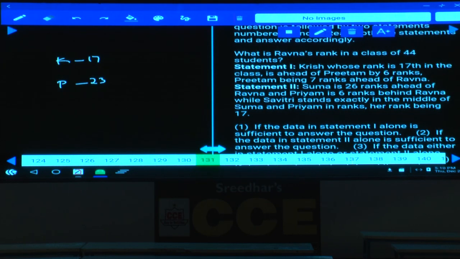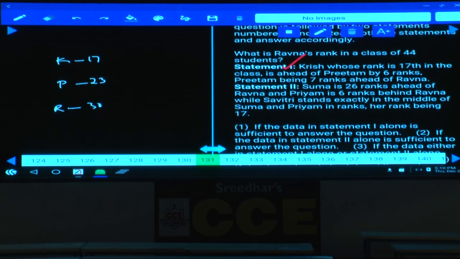Then Krish is 6 ranks before Preetham. Preetham is 7 ranks ahead of Ravana, which means Ravana will be somewhere here. 7 ranks means Ravana must be at the 30th place. Are you getting the answer or not? Hence 1 alone is sufficient to identify the rank of Ravana.